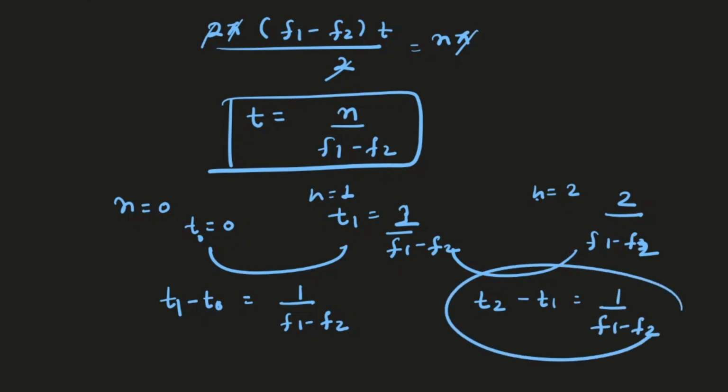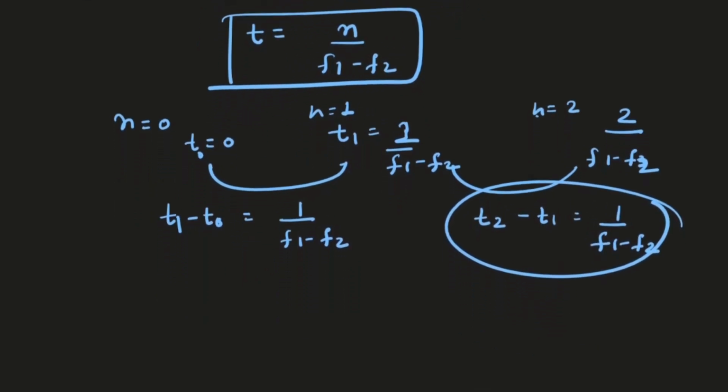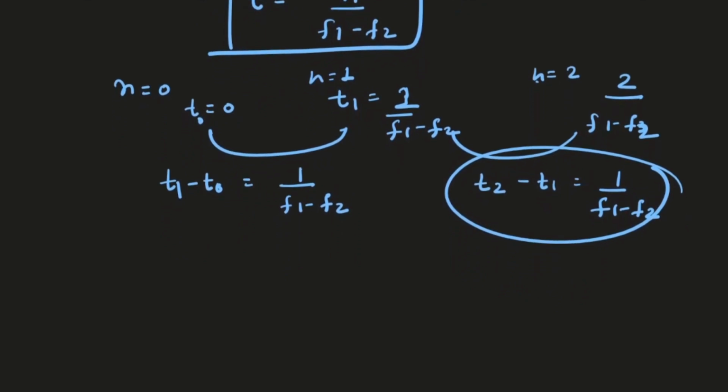So this is the time period of the beat. Here, instead of the time period, we use the term beat period. So the beat period is equal to 1 upon (f1 minus f2).